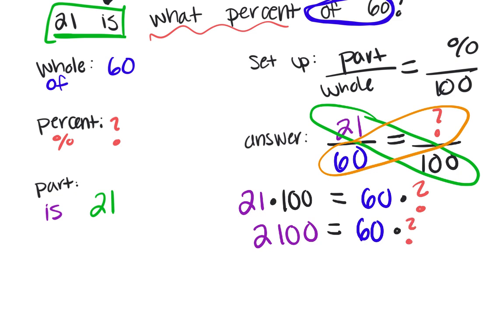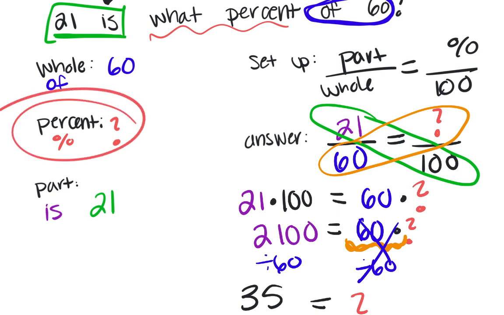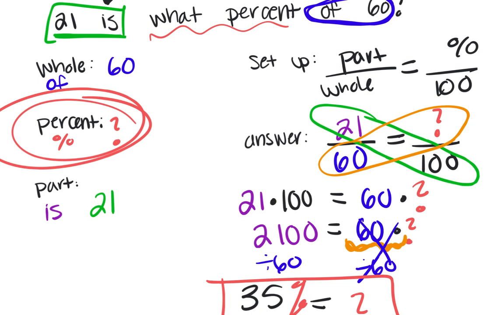So my goal is to find out what number is the question mark. So what I need to get rid of is this 60 times that question mark. And how might I get rid of 60 times? Well, dividing is the opposite of multiplying. So if I divide by 60, that gets rid of that. I'm left with the question mark. And then 2,100 divided by 60 is 35. And remember that we were talking about a percent, so I need a percent sign at the end of my answer.